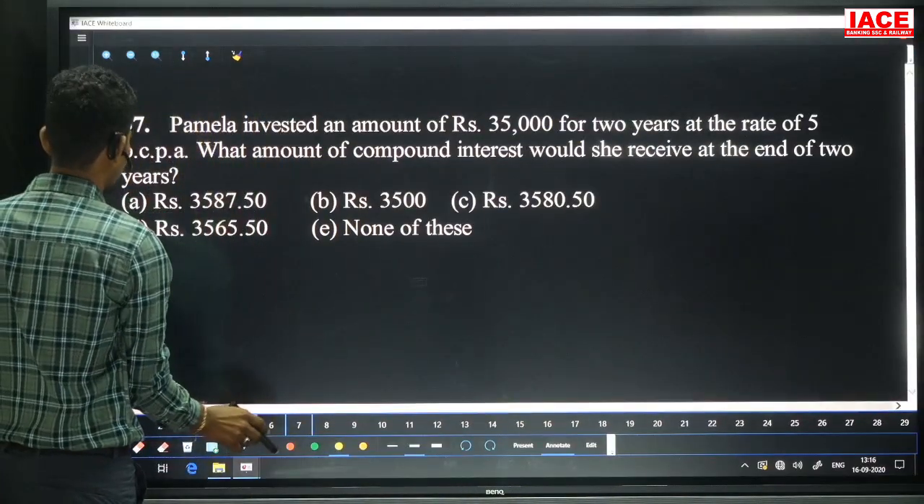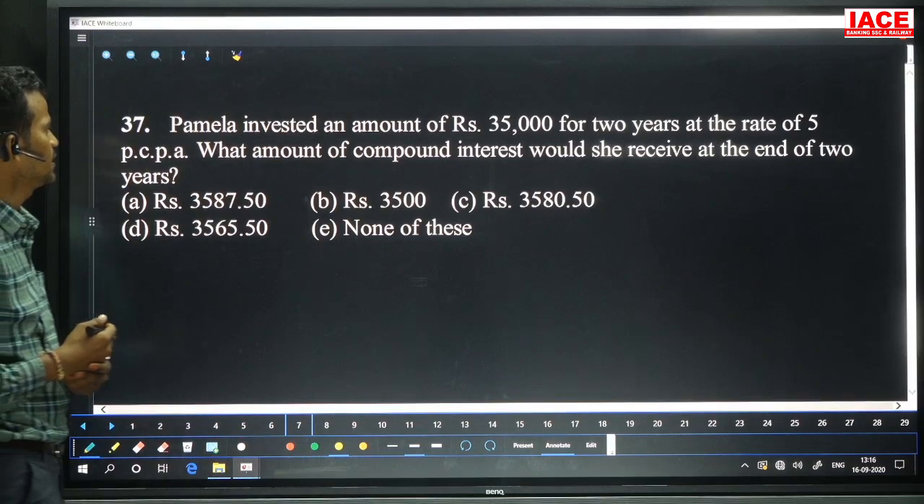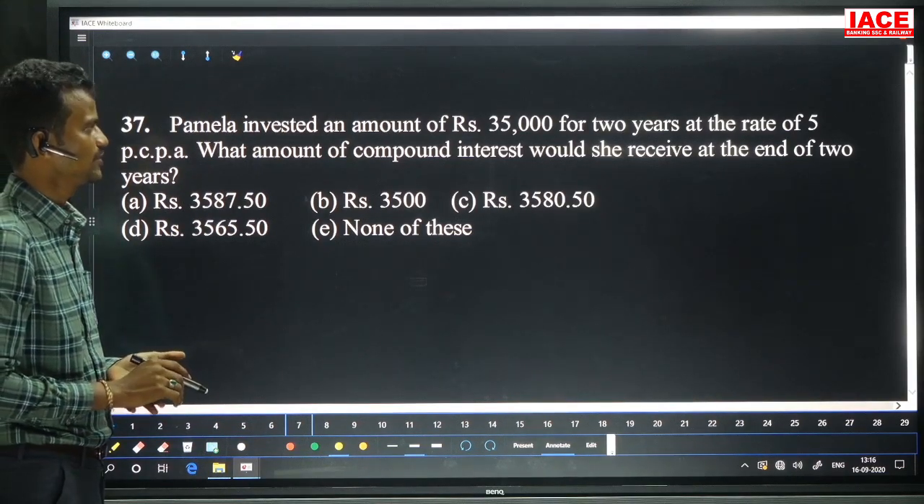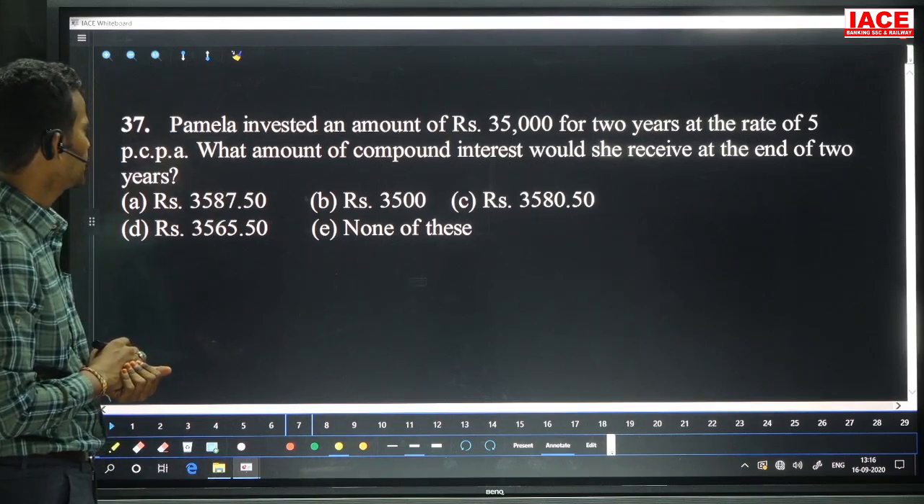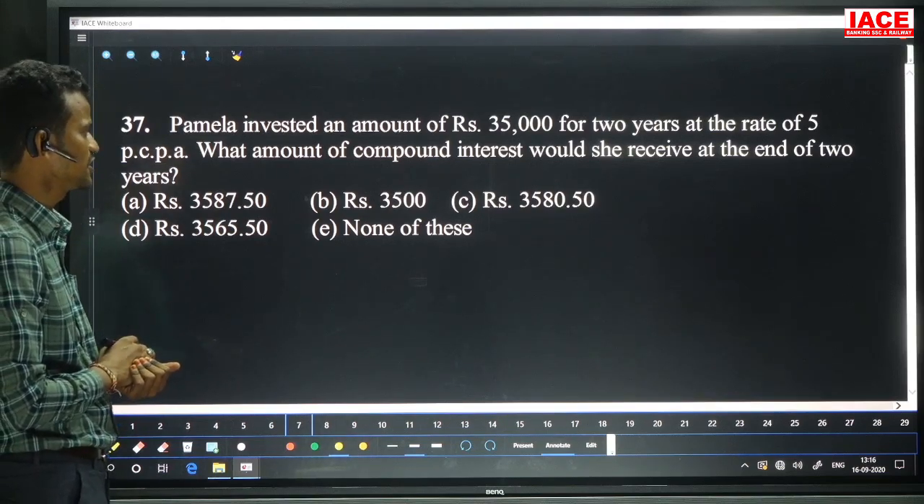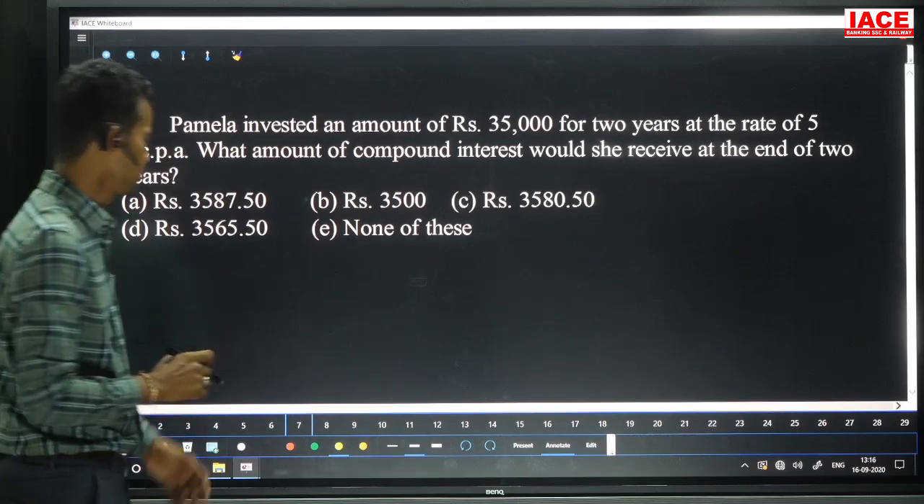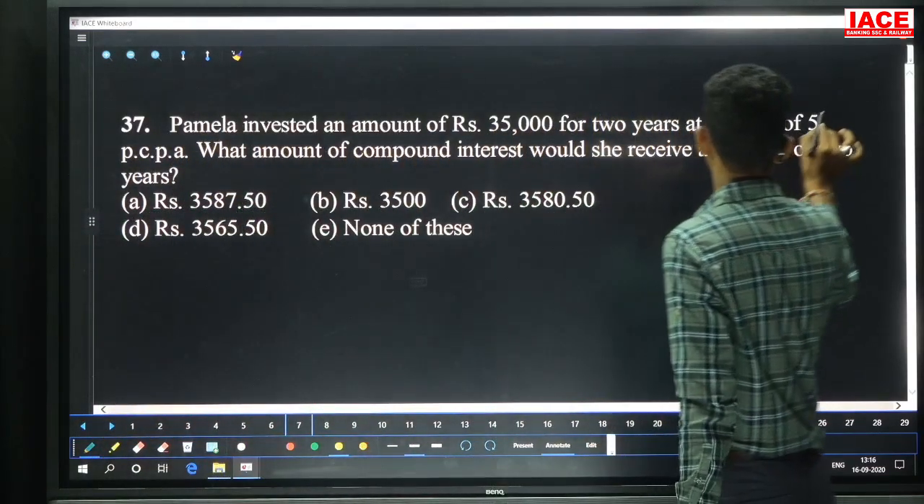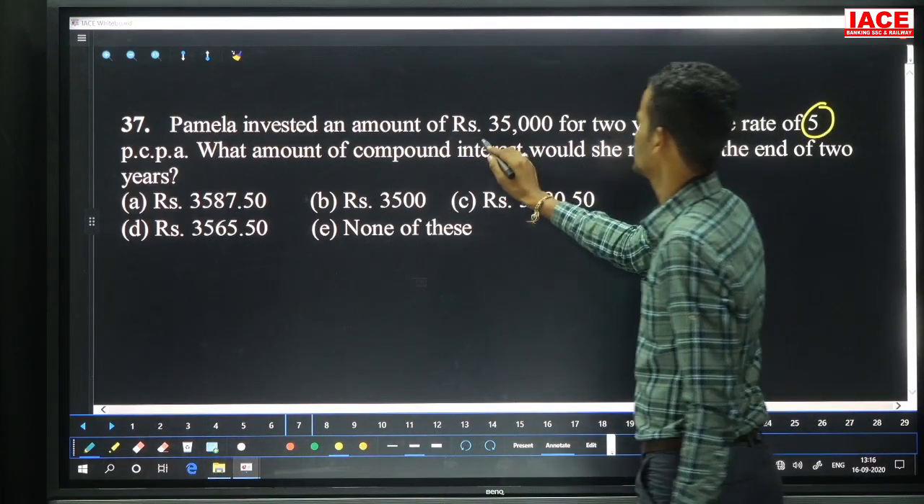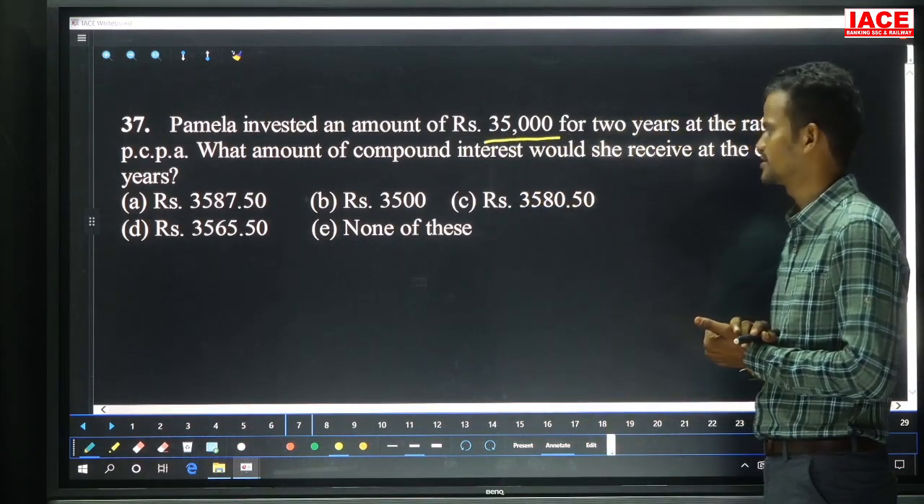What is the question number 37? Pamela invested an amount of 35,000 rupees for 2 years at the rate of 5% per annum. What amount of compound interest would she receive at the end of 2 years? So they are asking the compound interest. What is the rate of interest given, sir? 5% is given. What is the total? 35,000 rupees. Now listen.